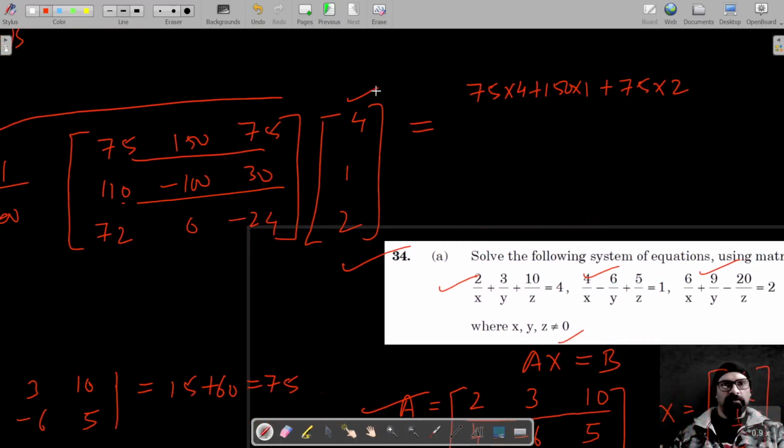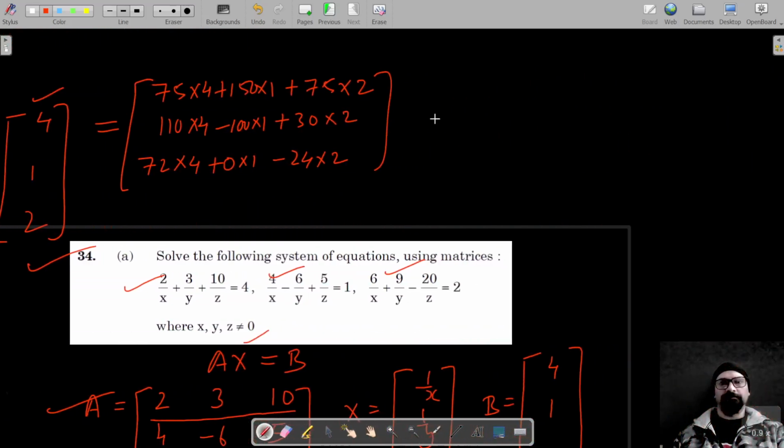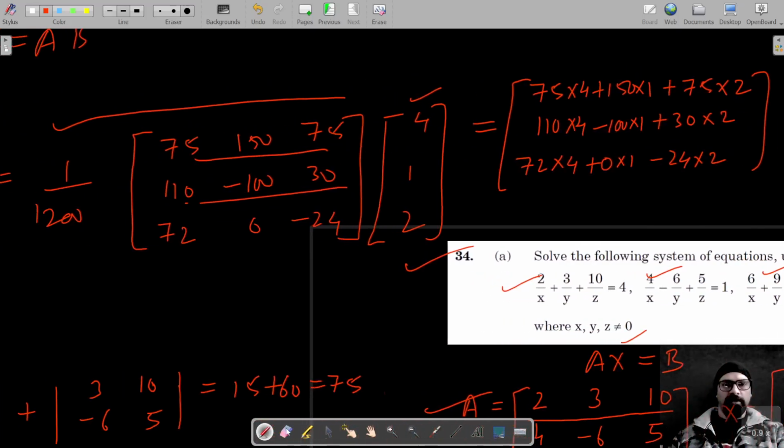And the second row with the column: this is 110 into 4 minus 100 into 1 plus 30 into 2. And it's 72 into 4 plus 0 into 1 plus negative 24 into 2. That should give me X. So X is now equal to, and it has to be divided by, 1 by 1200, sorry.